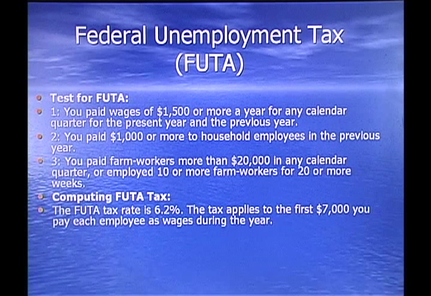Federal unemployment tax, or FUTA as it's called. The test for FUTA: you paid wages of $1,500 or more in any calendar quarter of the present year or the previous year. You paid $1,000 or more to household employees in the previous year. You paid farm workers more than $20,000 in any calendar quarter, or employed 10 or more farm workers for 20 or more weeks. When you're computing FUTA, the tax rate is 6.2%. The tax applies to the first $7,000 you pay each employee as wages during the year, and it's paid by the employer.